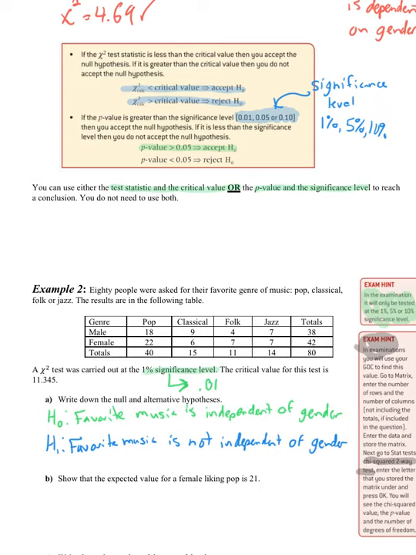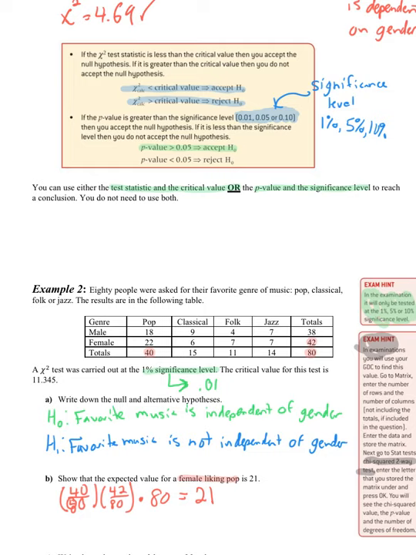That's the idea here. Part B: show that the expected value for female liking pop is 21. So for female liking pop music, we're going to look at the totals for females, the totals for pop music, and then our total. So 40 out of 80, 42 out of 80. Since it says show that, I have to write this step. And then my total sample size was 80 in this example. And that should equal 21 if I do it correctly.